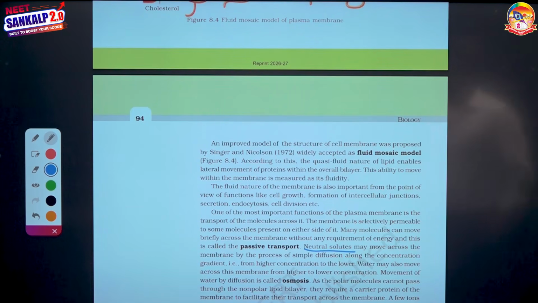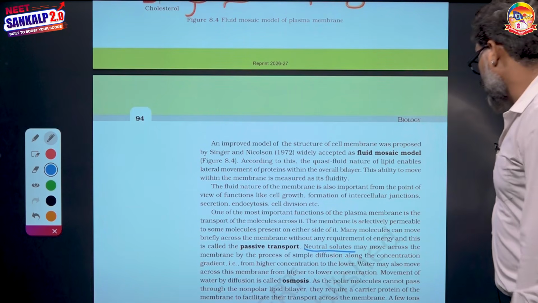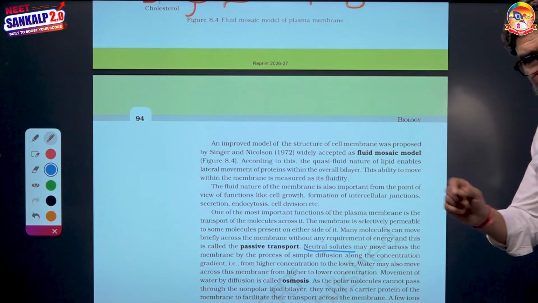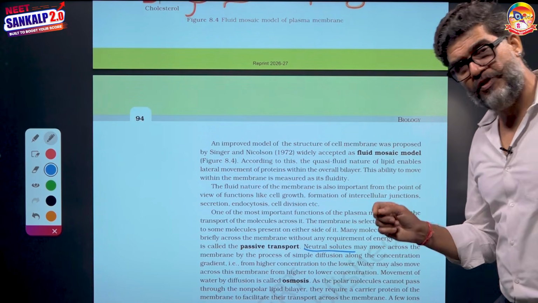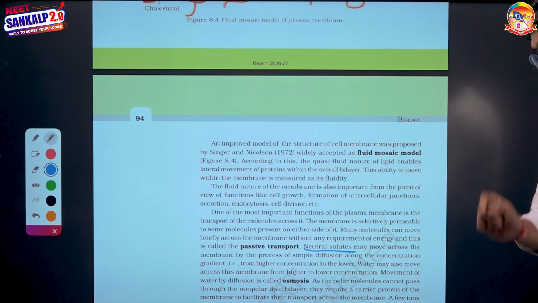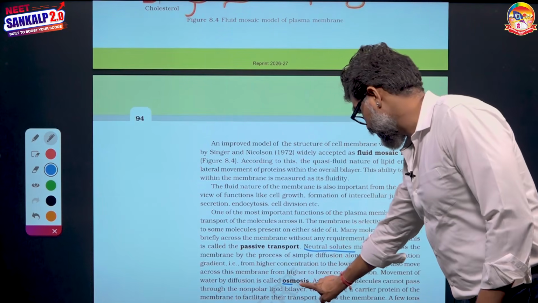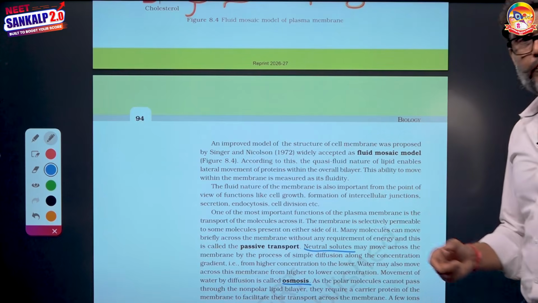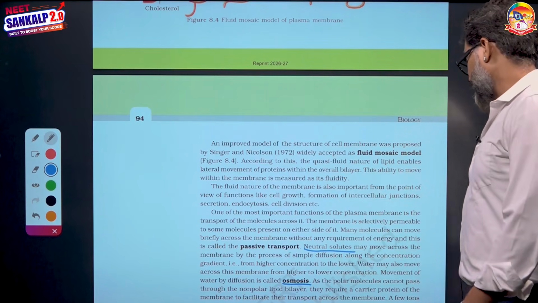Water may also move across the membrane from higher to lower concentration, and this specific movement of water across the membrane, this specific simple diffusion of water across the membrane, is known as osmosis. So the term osmosis we specifically use for the movement of water across the membrane.